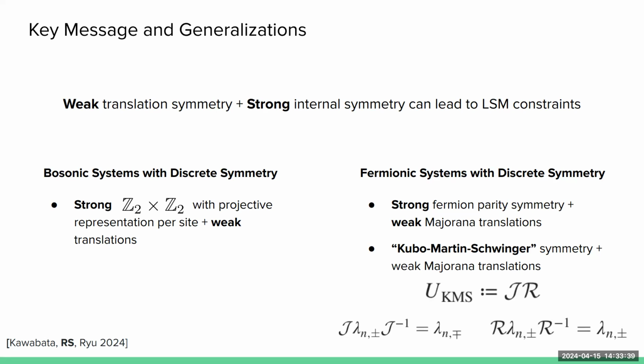But there are also corresponding LSM theorems you can prove for fermionic systems, assuming strong fermion parity symmetry and weak Majorana translations. I don't have too much time to discuss, but there's also a unique symmetry in the context of these open systems called Kubo-Martin-Schwinger symmetry, which has some flavor of fermion parity symmetry, which again allows us to make some statements about LSM constraints. But I can discuss this with people who are interested at a later point.